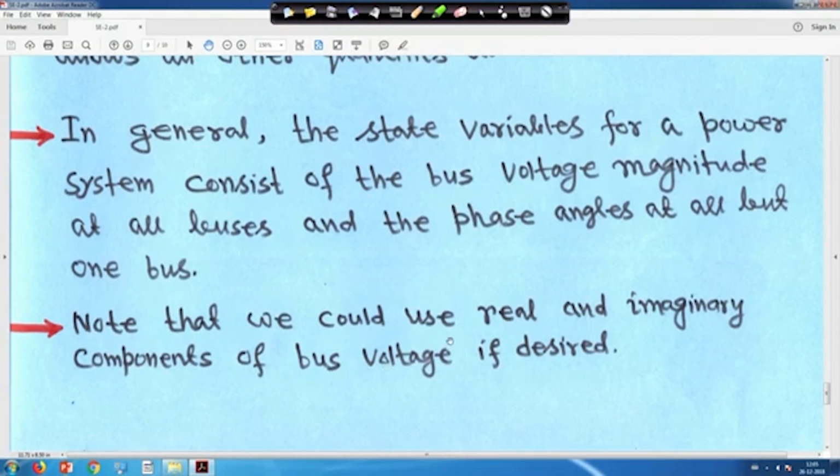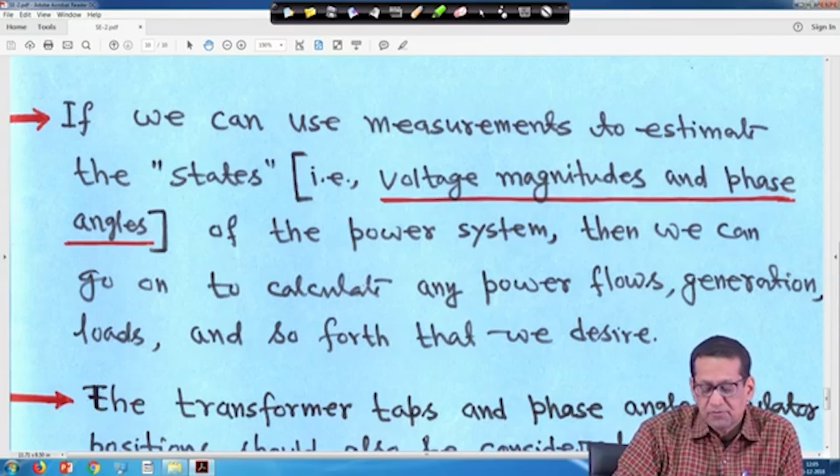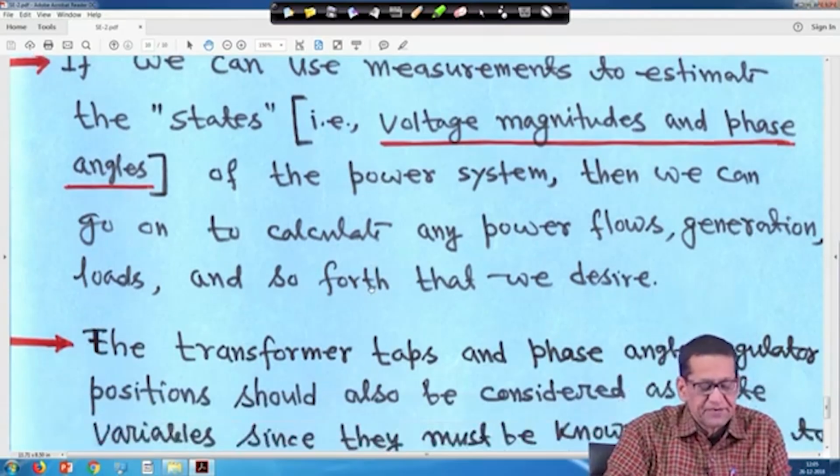Note that we could use real and imaginary components of bus voltage if desired. So, all these things we have seen. Just starting from the end of the previous lecture, if we can use measurements to estimate the states, that is voltage magnitude and phase angle in this case of the power system, then we can go on to calculate any power flows, generation, loads and so forth that we desire.